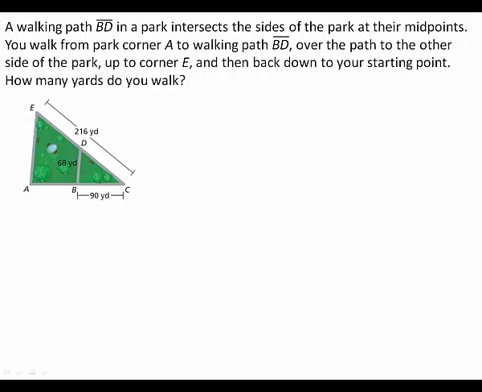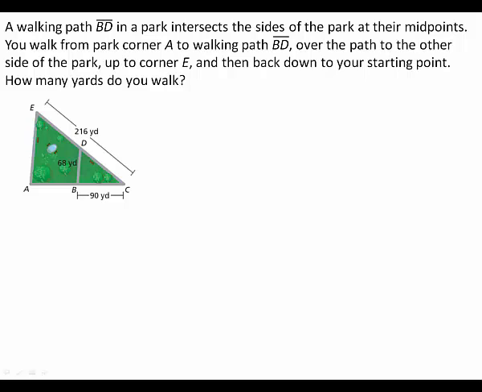A walking path, segment BD, in a park intersects the sides of the park at their midpoints. You walk from park corner A to walking path, segment BD, over the path to the other side of the park, up to corner E, and then back down to your starting point. How many yards do you walk?